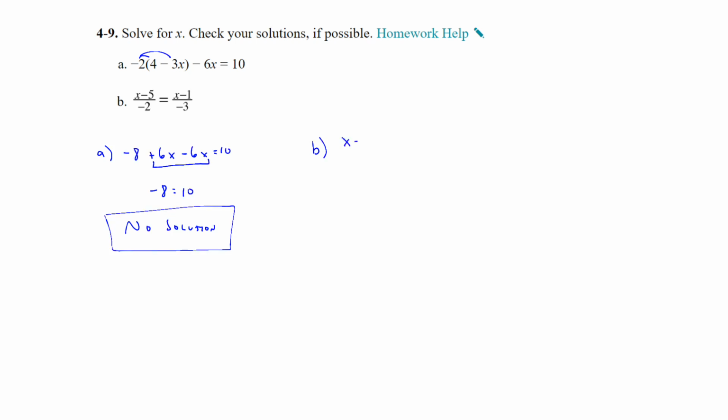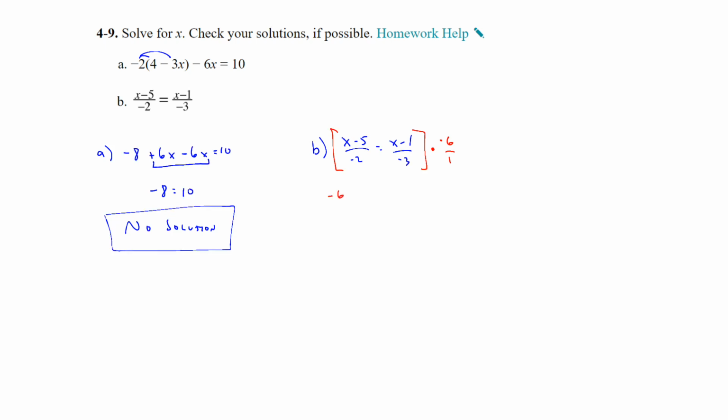Part B, we have x minus 5 divided by negative 2 is equal to x minus 1 divided by negative 3. A couple ways you could solve this one in terms of your previous knowledge of dealing with proportions and ratios. But I'm just going to assume that maybe you haven't done that quite yet. So we're going to take this entire equation on both sides and multiply by the common denominator, which would be 6, to get rid of the fractions. And actually, just go ahead and make it a negative 6 so it cancels the negatives as well.